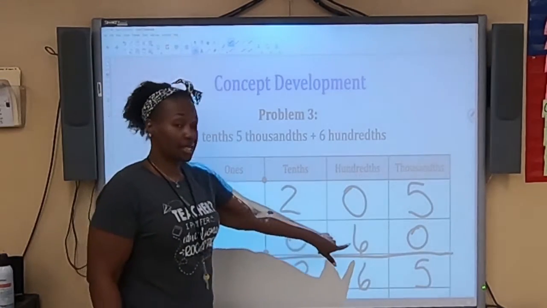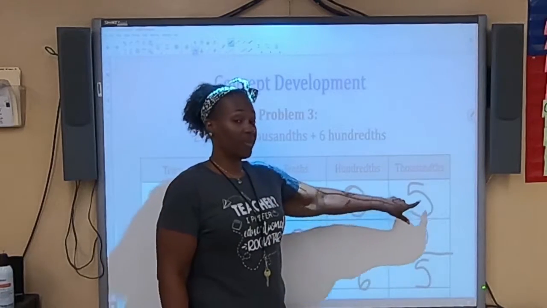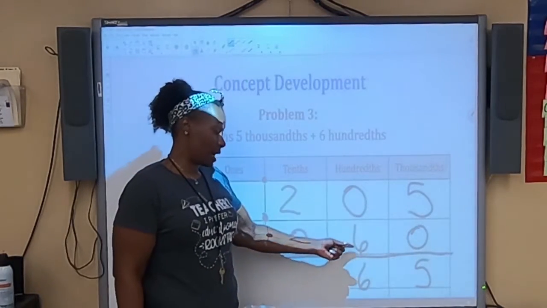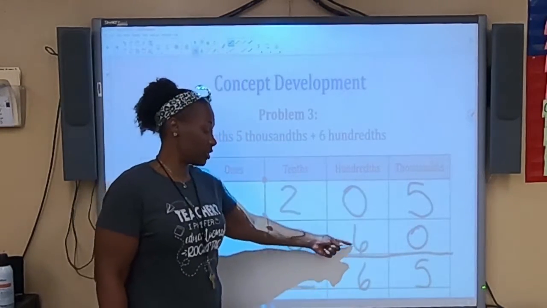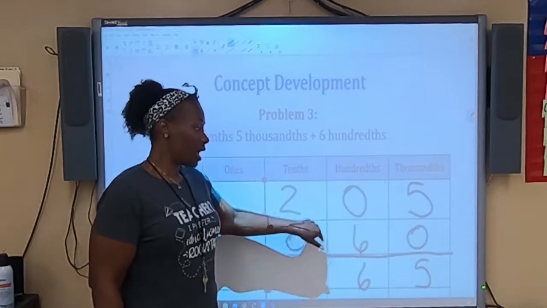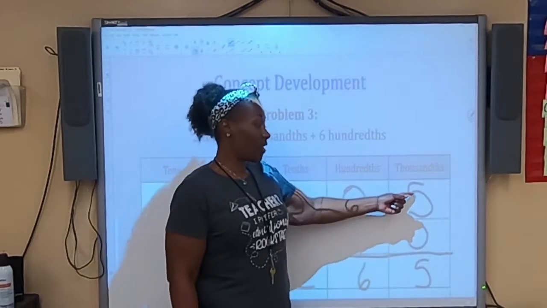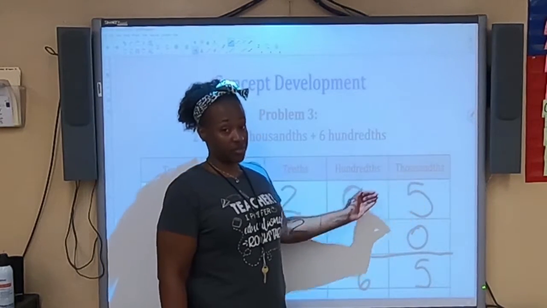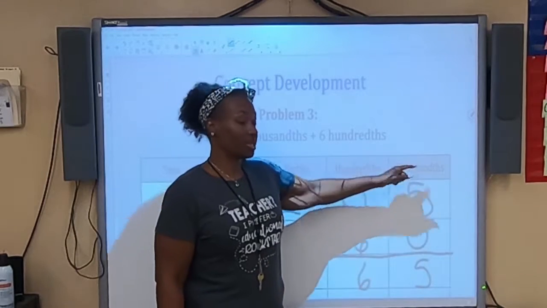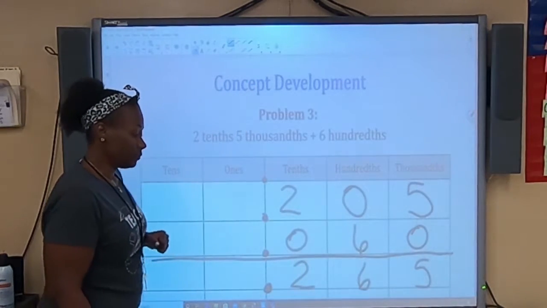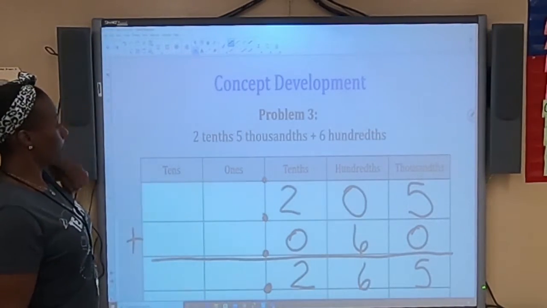Notice how the 6 did not get combined with the 2 or the 5. The reason I could not combine the 6 with the 2 was because they're in 2 different units, 2 different place values. I can't combine hundredths and tenths. I couldn't combine the 6 with the 5 because they're in 2 different place values. You can't combine hundredths with the thousandths. Okay.